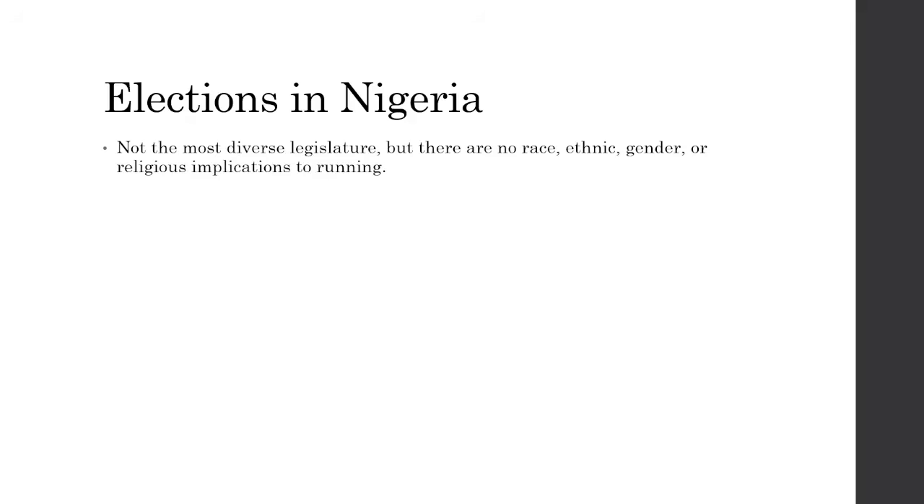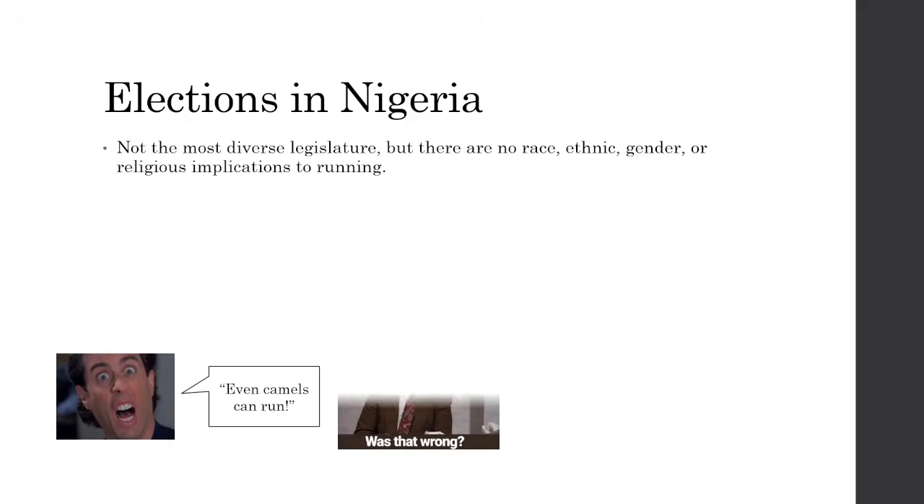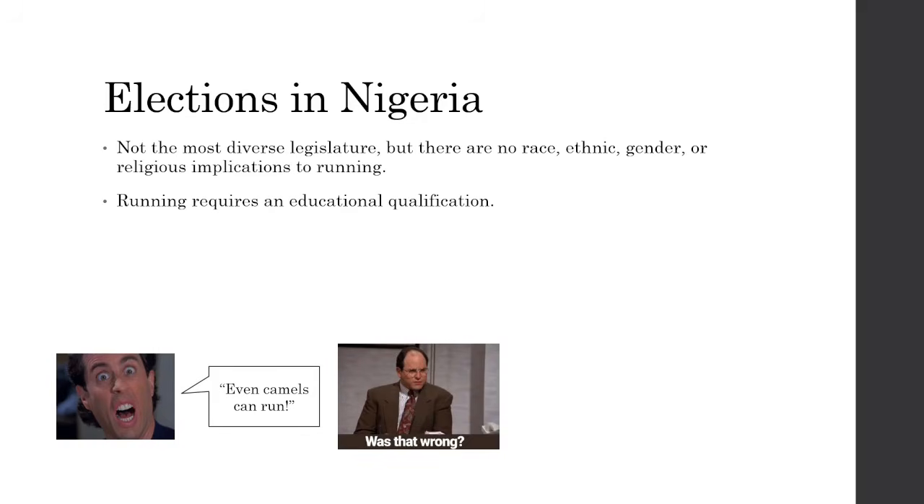So it's not the most diverse legislator, not as diverse as like Iran, which is not a democratic regime. But there are no race, ethnic, gender, or religious implications to running. Camels can't run, though. You have to be a person. Running requires an educational qualification, so you can't just walk in and say, I just finished the 3rd grade. I'm 44 years old. No. You have to have a brain and know how to read to run in Nigeria.